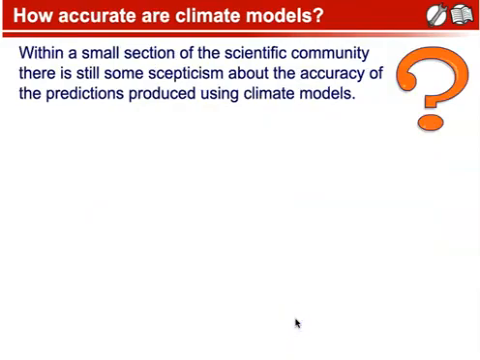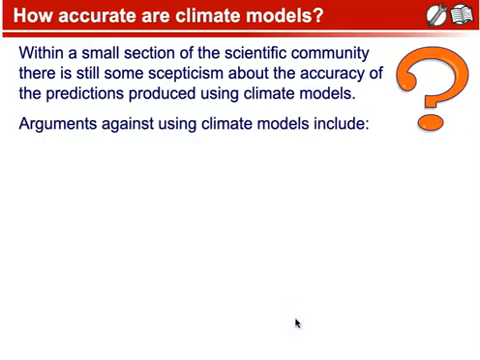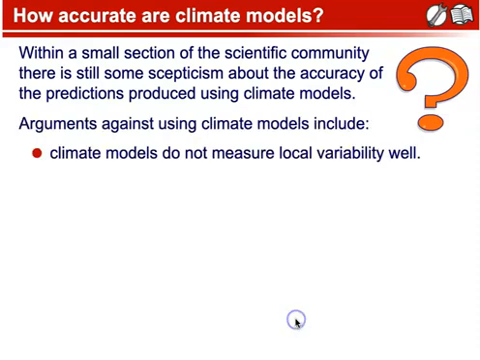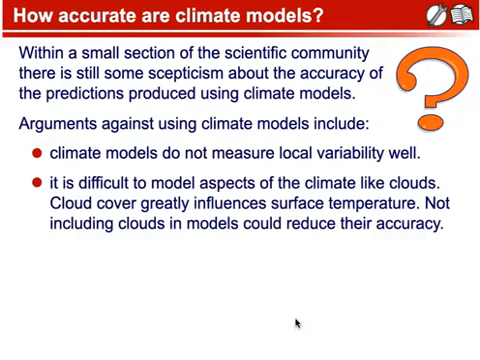How accurate are climate models? Within a small section of the scientific community, there are still some people that are skeptics about the accuracy of the predictions produced using climate models. This is important to science. Arguments against using climate models include: climate models do not measure local variability very well. It is difficult to model aspects of the climate like clouds.